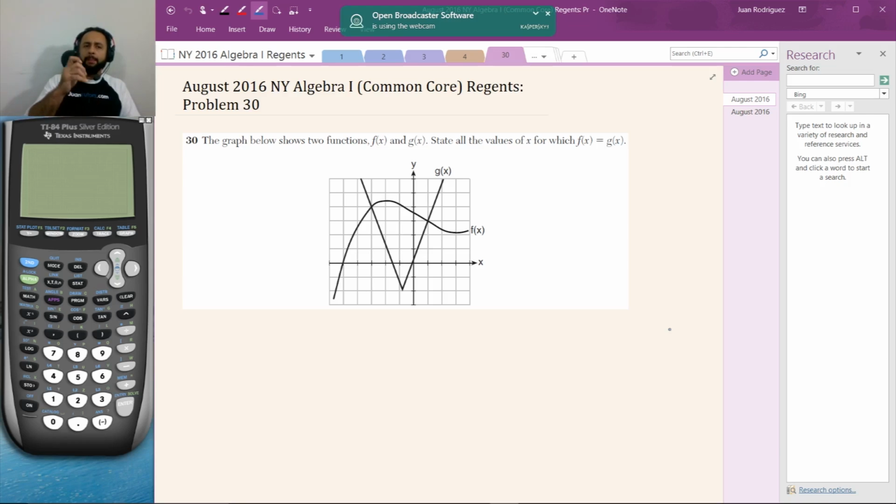So here's the problem. The graph below shows two functions, f of x and g of x. State all the values of x for which f of x equals g of x. And there are the two graphs. A lot of kids do get this question wrong, but this is a problem that hopefully you will get it right after this explanation. Try to pause it, think about it first, do it on your own, and then see if your answer matches my answer.